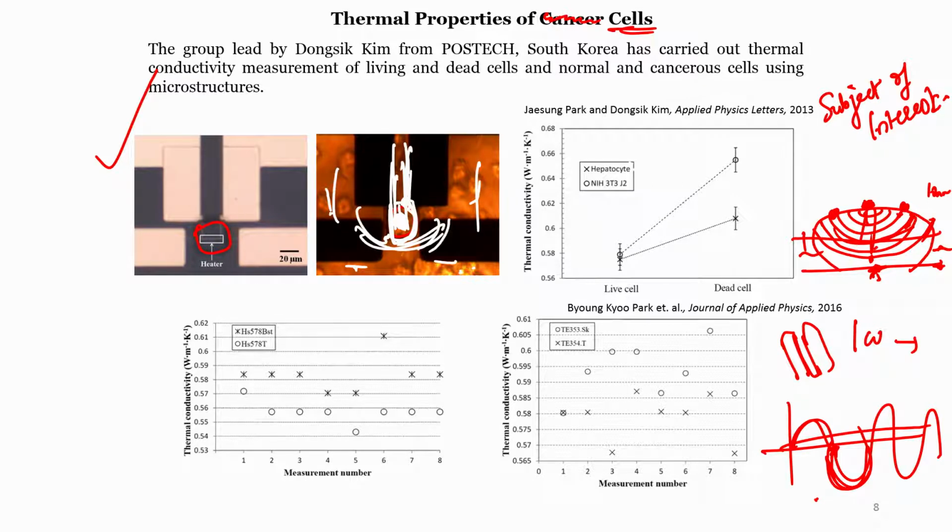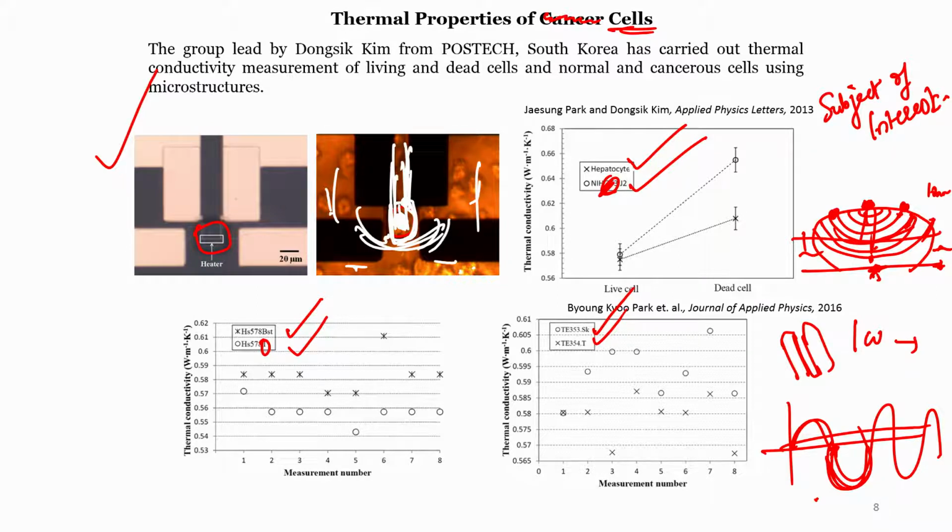So, hepatocytes, NIH3T3, wait one second, let me change the color. Hepatocytes, NIH3T3, HS578BST, HS578T, TE354T, TE354SK, these are all different cell types. Some are carcinoma cell lines, some are normal cell lines, some are murine cell lines. So, there are a lot of cell lines. This is a tumor cell line, with the name only we can figure out. So, these are different cell lines, and we have discussed what cell lines are. They help us perform experiments on biological samples in a much easier way than performing such short loop experiments on human samples. So, using these cell lines, the authors have been able to measure the thermal conductivity of each of these cells, okay, and they found some things very interesting.